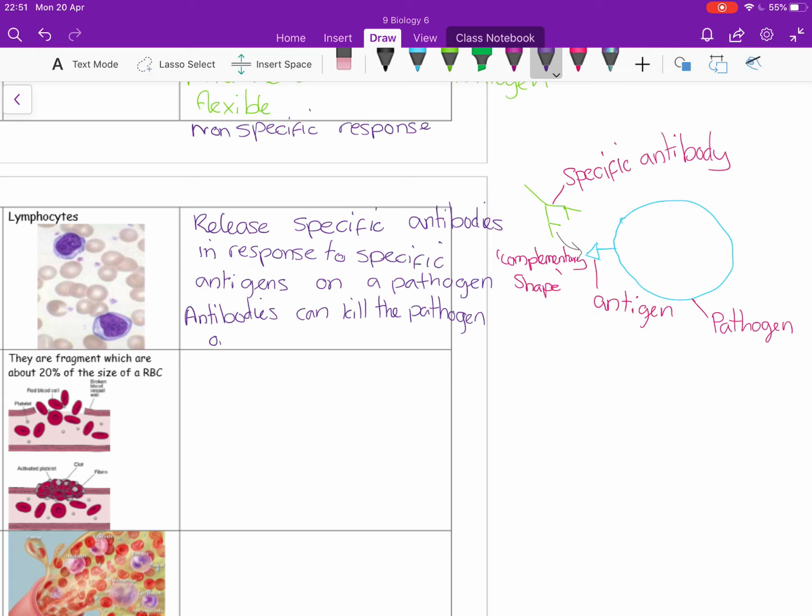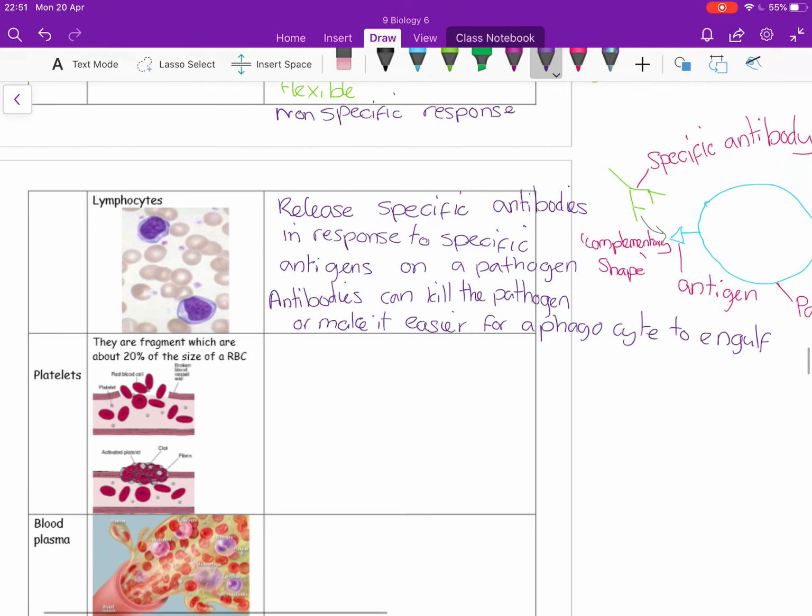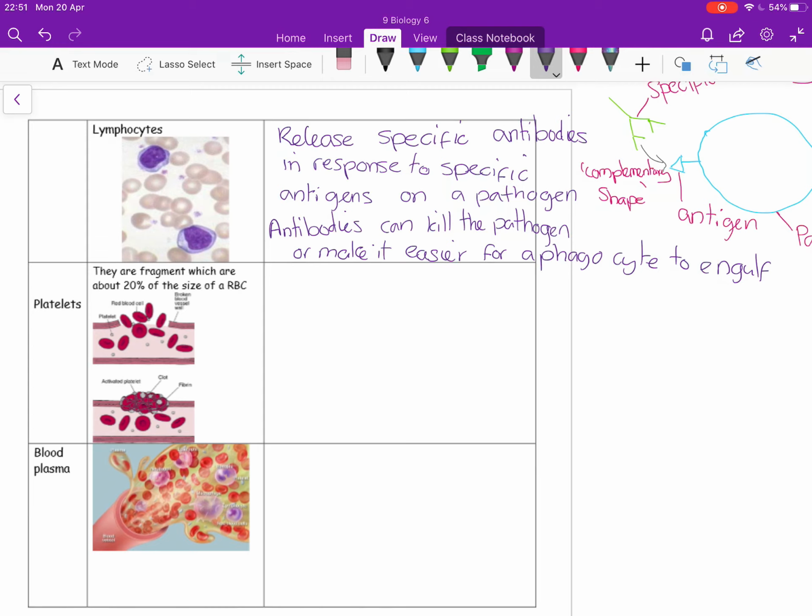So there I've written, antibodies can kill the pathogen. Obviously by using that word kill, you could only really use that sentence to refer to something that was alive to start with. So you've got to be quite careful if the specific pathogen you're referring to is a virus, because viruses aren't alive to start with. They can't be killed by antibodies. But if we were referring to a bacterium or a fungus, then you could definitely use the word kill. Destroy, or causing the destruction of, is often a safer term to use instead.